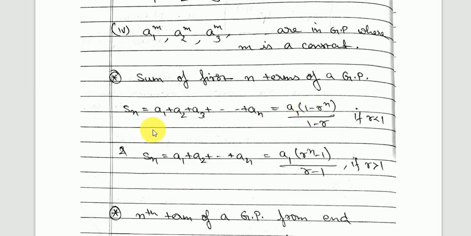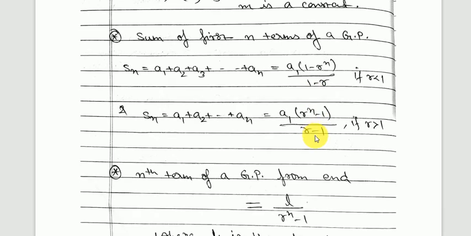Okay, if your common ratio is less than 1, then you have got this formula. And if your common ratio R is greater than 1, in that case you have got this formula. Clear? So you have to be very careful. Whenever you are asked to find the sum, make sure that you use the formula correctly. You have to check whether your R is less than 1 or greater than 1, and accordingly use the formula.